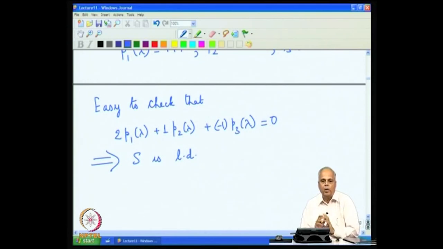So, now we have seen some examples of what it means to say when a finite set of vectors is linearly independent. In order to show that something is linearly independent, we assume a linear combination to be 0, and then we try to conclude that all the coefficients must be 0. In order to prove something is linearly dependent, we try to produce non-zero coefficients with which we can form a linear combination of the given vectors to produce the 0 vector.